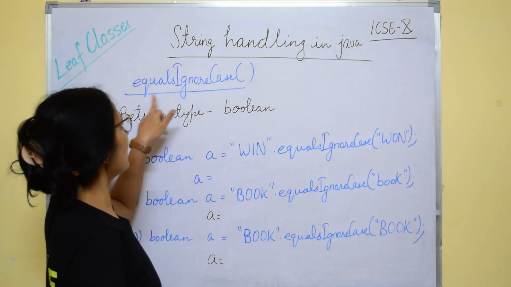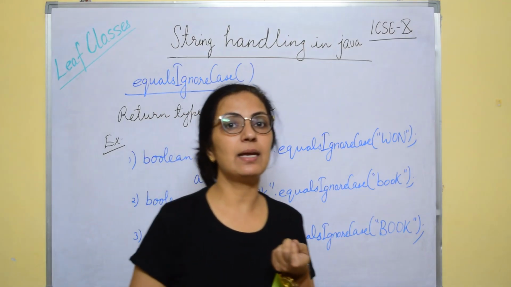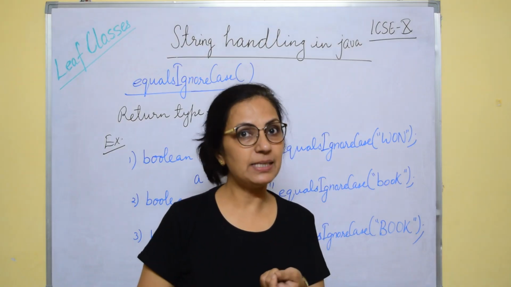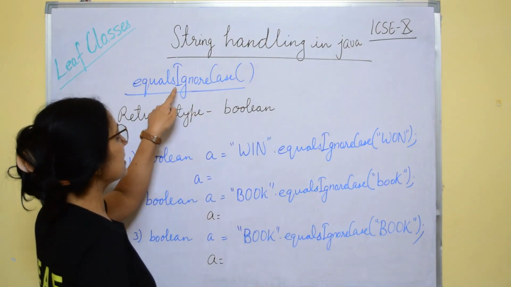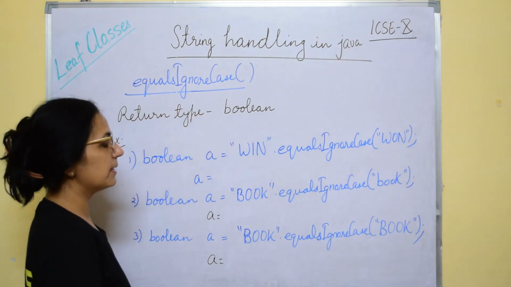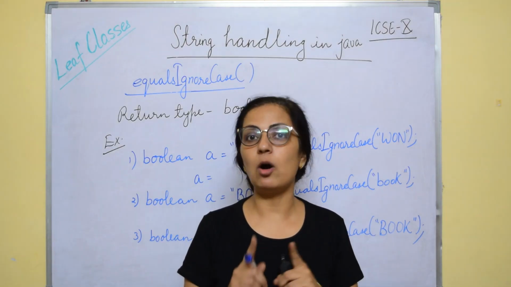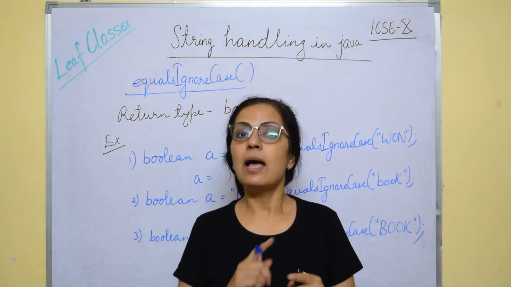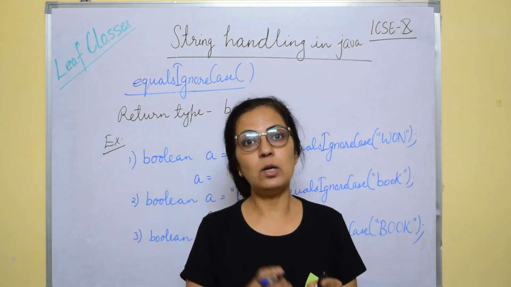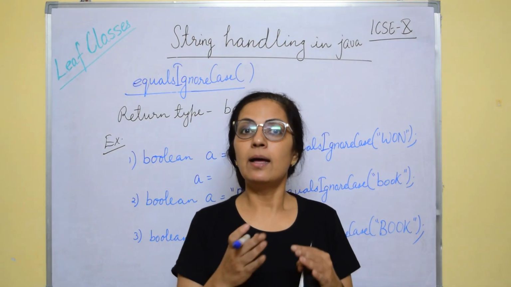The next function is equals ignore case. When I am writing the function names, please check, in each function 1 or 2 letters are written in capital. Please take care of that. Like here it is I and C. These two characters are written in capital, rest all are in small letters. So the equals ignore case function checks the equality of two given strings after ignoring the case. It compares the string value with another string value. This function does not consider the case.